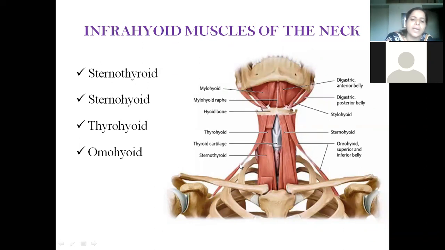This is the inferior belly of omohyoid. This is the superior belly of omohyoid. This is the pulley in between.